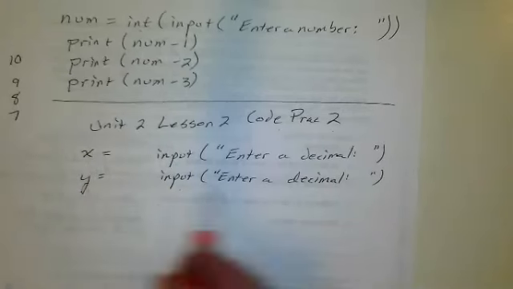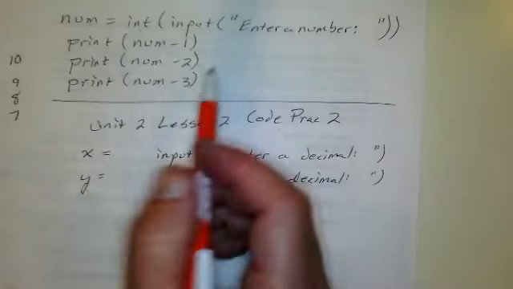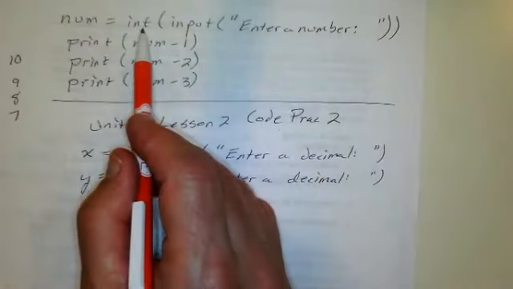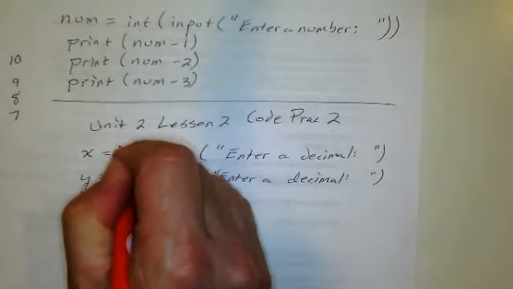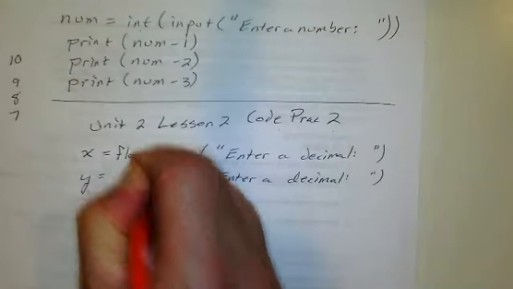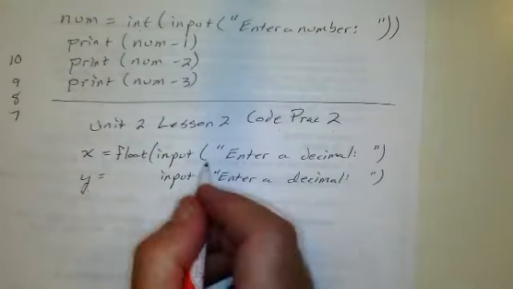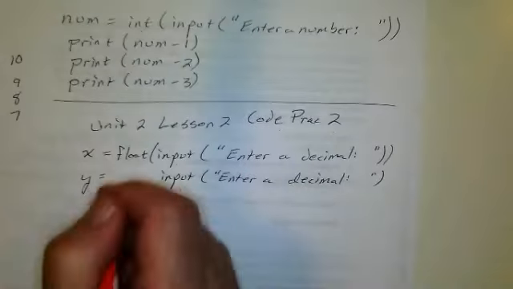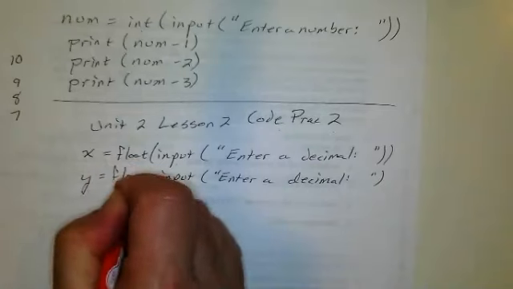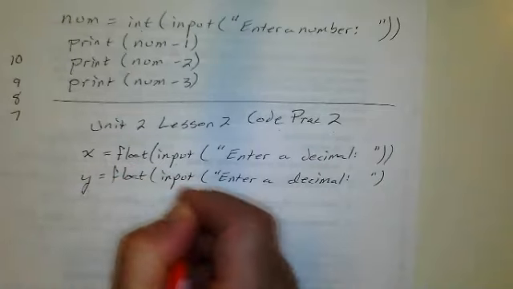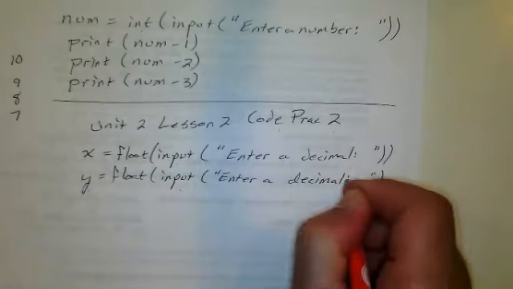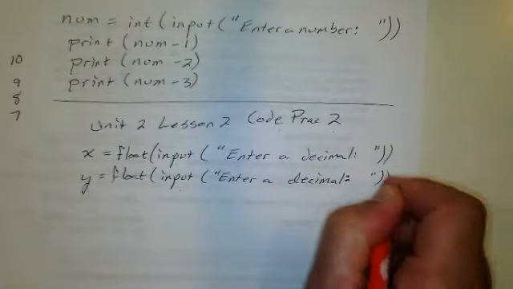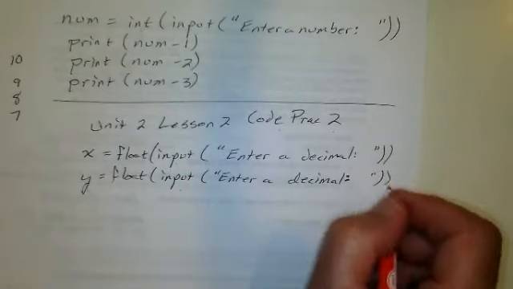Okay, but now we're taking decimals. On the previous lesson, we took an integer because it said it wanted integers, but now we want decimals, so we have to use the word float. Float means we're going to have decimals. So I open, open, close, close, float, open, input, open, quote, enter a decimal, colon, close quotes, close parentheses.